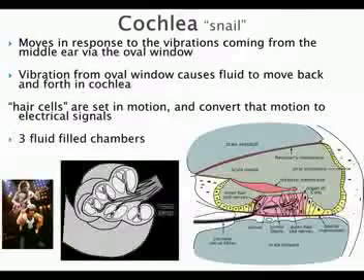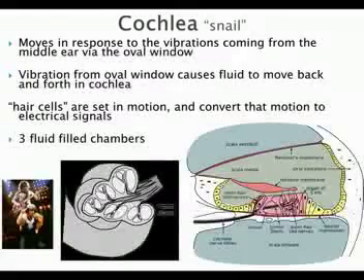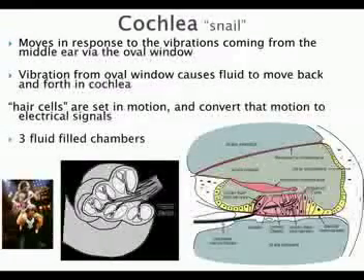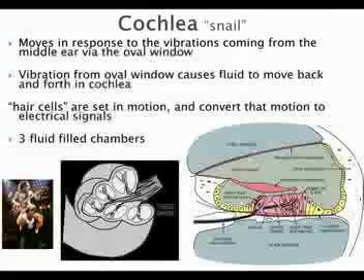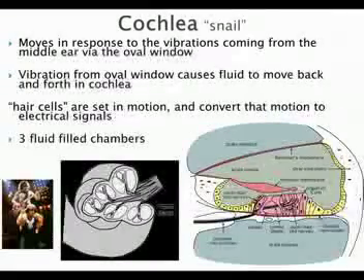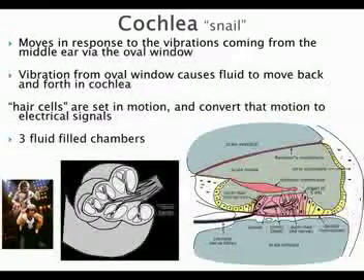So these fluid-filled chambers have this gelatinous material. The middle one, the scala media, is filled with endolymph. The other two are filled with perilymph. And the way that I remember that is that peri, like perimeter, is around. So the perilymph is in the two outside chambers.